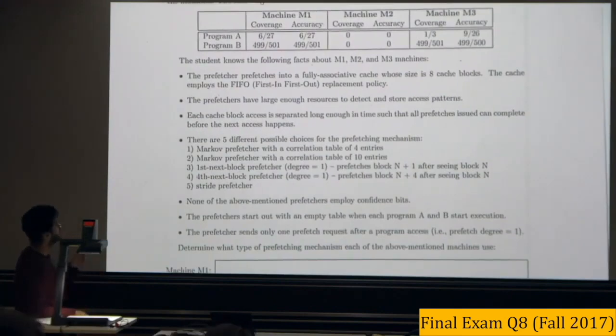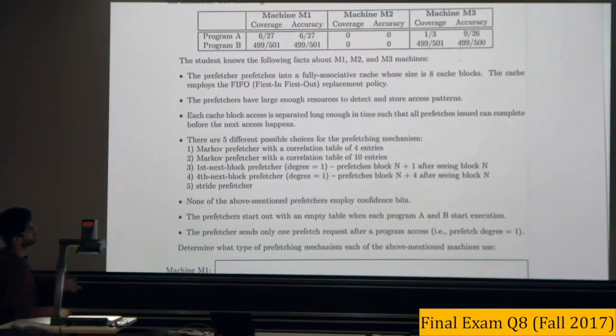So basically the first information says that the prefetcher prefetches into a fully associative cache, which is 8 cache blocks wide, and the prefetchers have large enough resources to detect and store all access patterns. The third one is each cache block access is separated long enough in time so that the prefetch issue can complete before the next access happens. So that means there is no problem of timeliness.